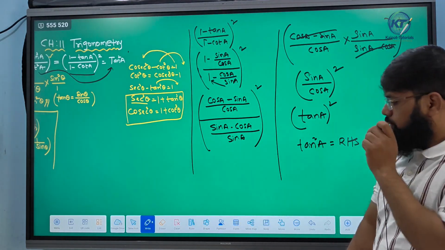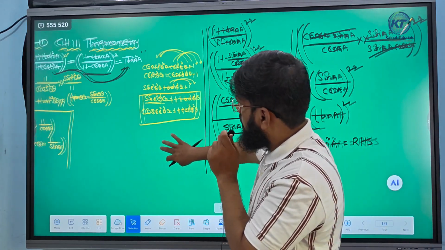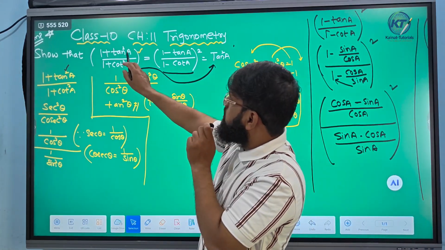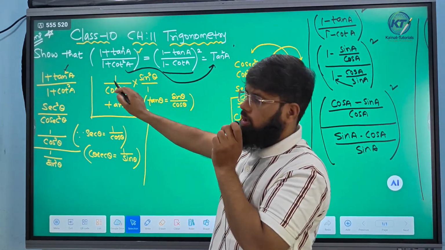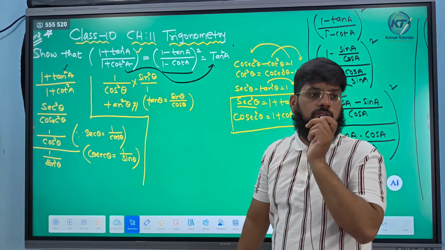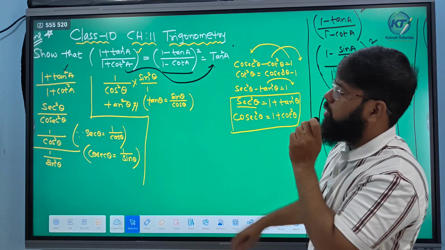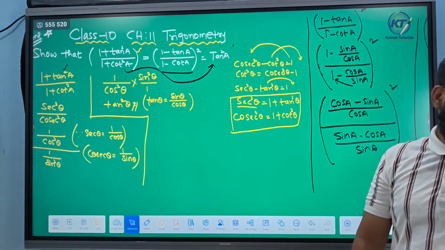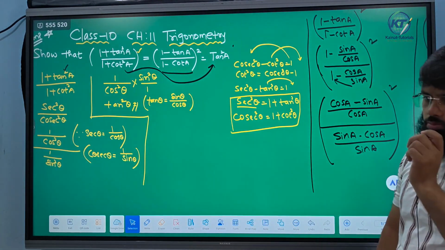So therefore we have proved that (1 plus tan square A by 1 plus cot square A) is equal to (1 minus tan A by 1 minus cot A) whole square, which is equal to tan square A. Am I clear? I hope you have understood. Thank you.